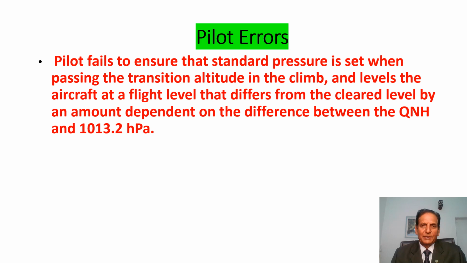Pilot errors. How do pilots make errors in altimeter settings? The pilot fails to ensure that standard pressure is set when passing the transition altitude in the climb and levels the aircraft at a flight level that differs from the cleared level by an amount dependent on the difference between the QNH and 1013.2 hectopascal.